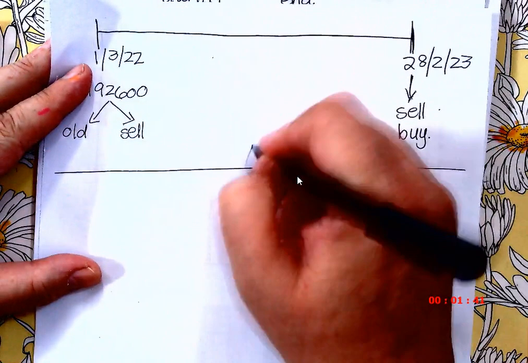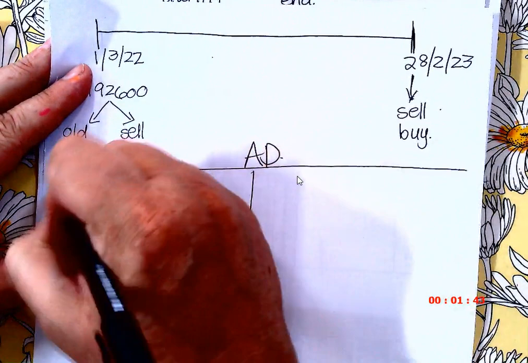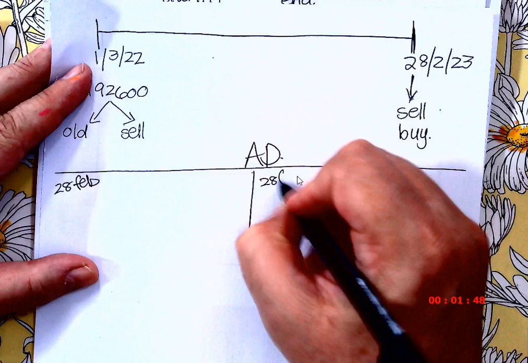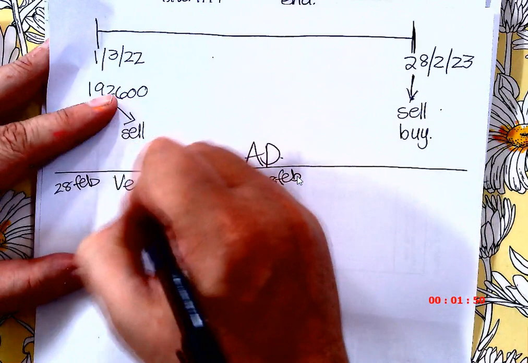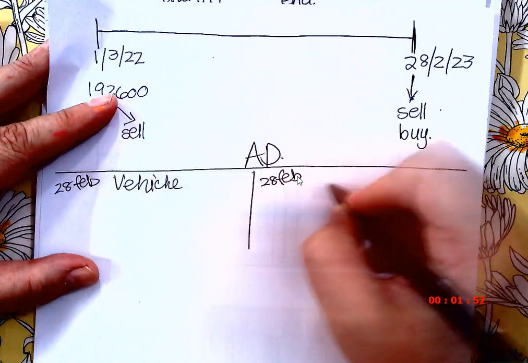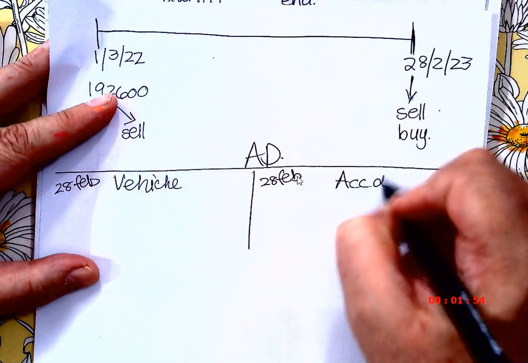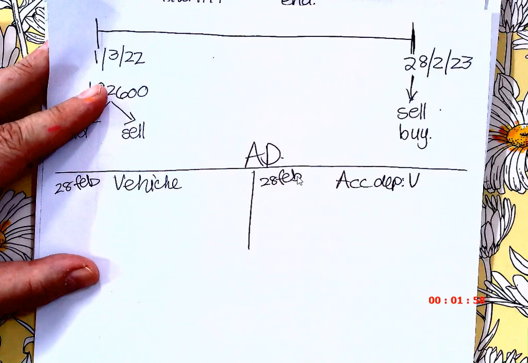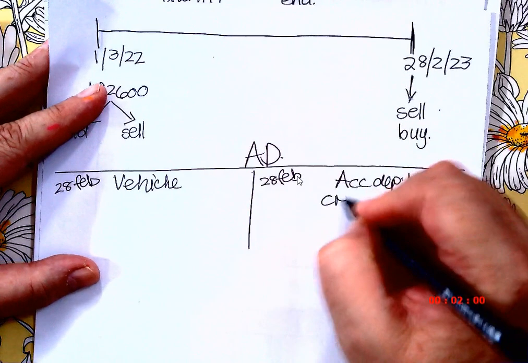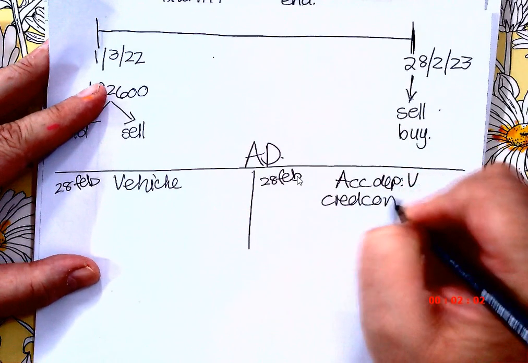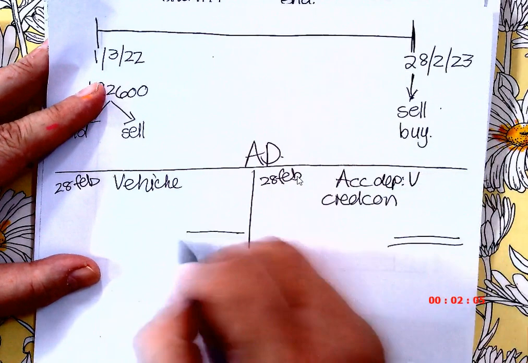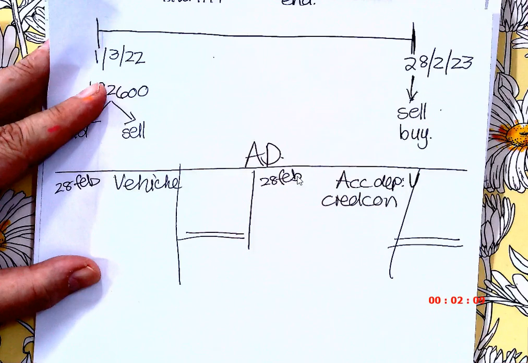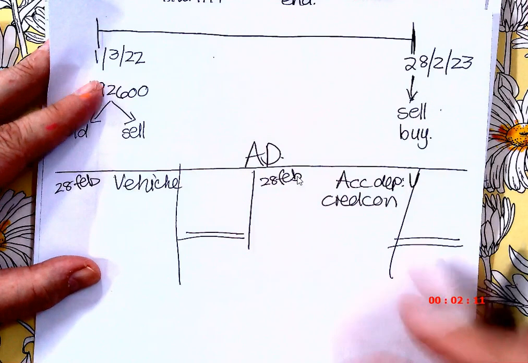So the asset disposal happened 28 February, né? And it's always going to be the vehicle's cost, the vehicle's accumulated depreciation, the selling price. Now because we trade it in, we say it's a creditor's control, and then we will calculate if we made a profit or a loss. Everybody's still on par.